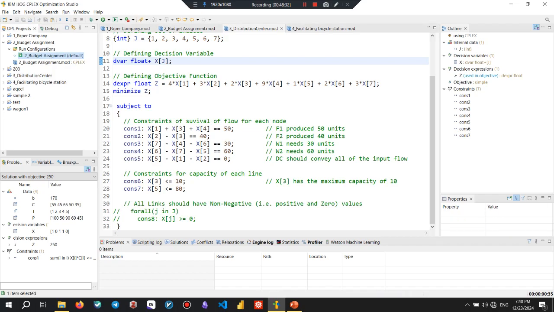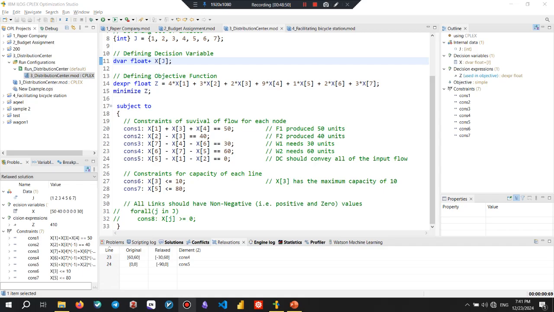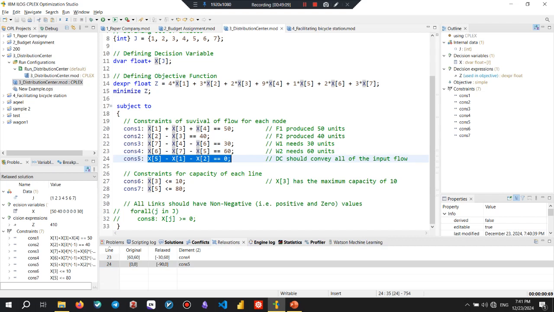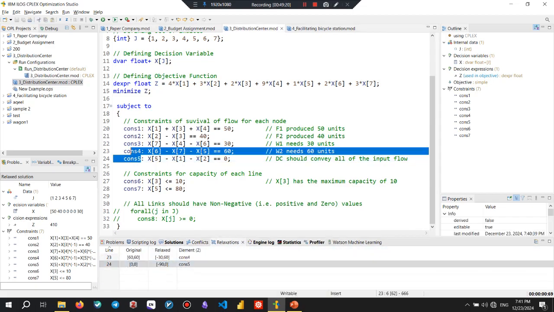Now we are going to run this. This is the distribution center problem. So for running this, I'm just going to simply click on run. You can see here, I haven't clicked on anything, but it directly went to the relaxation tabs, and it said there's a relaxation between constraint number 4 and constraint number 5. Okay, you can see this. So we will go to conflicts, and we can see there is a conflict. But where is the conflict? The conflict is between constraint number 4 and constraint number 5, right?